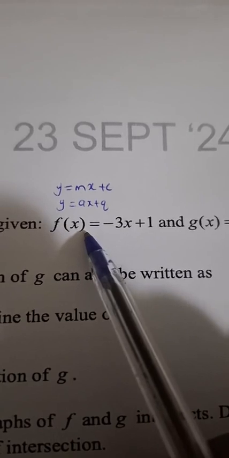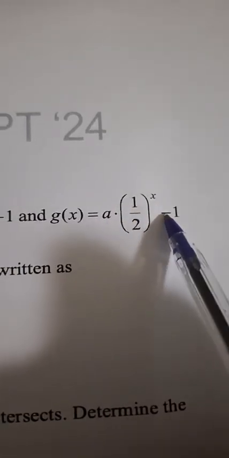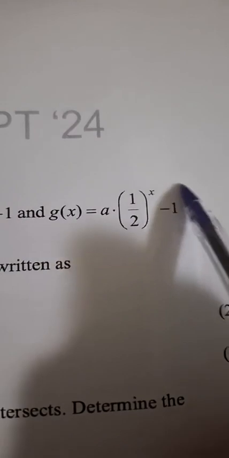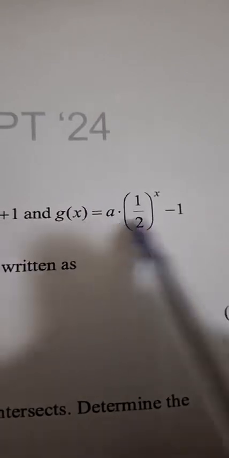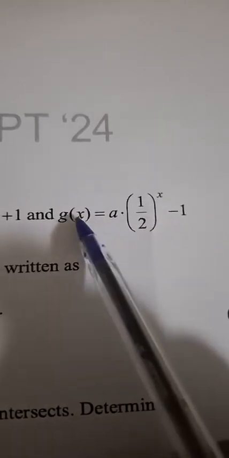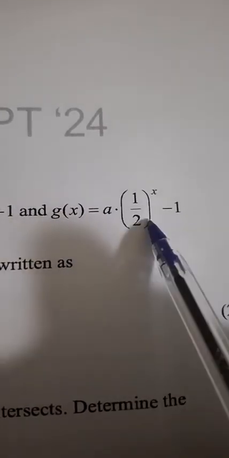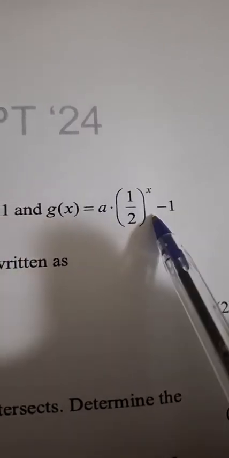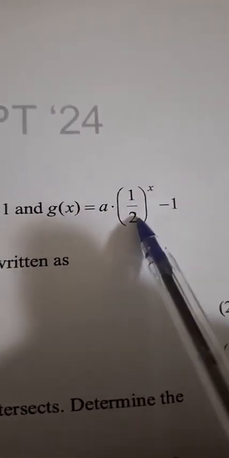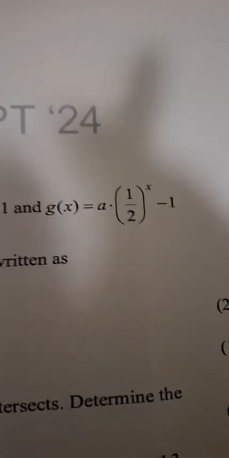Now g of x is equal to a times half to the power x minus 1. What type of function is this, guys? We have a missing a, which is not a number yet, but we will get there. Is it exponential, hyperbola, parabola, or straight line? What type of function is this?